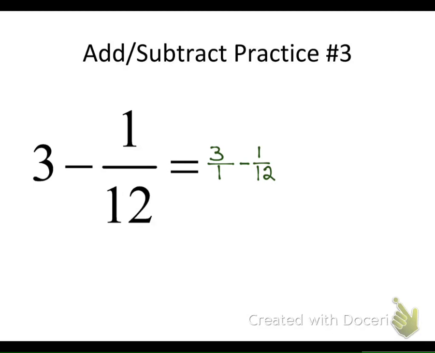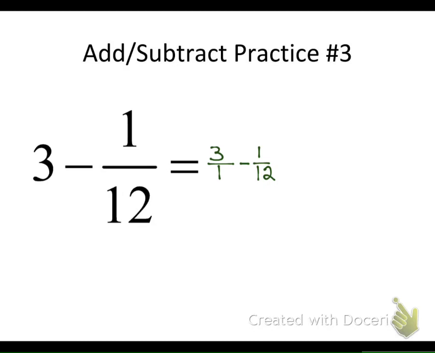The first step, are my denominators the same? So I need to get a common denominator. Now, if I count by ones, what's the first number that 1 and 12 are going to have in common if I count by ones? 1, 2, 3, 4, 5, 6, 7, 8, 9, 10, 11, 12, 13, 14, 15, 16. What number do they have in common?